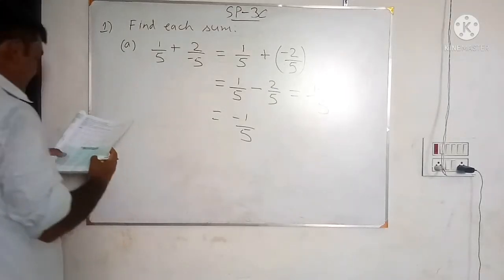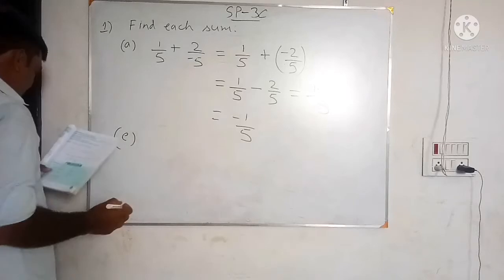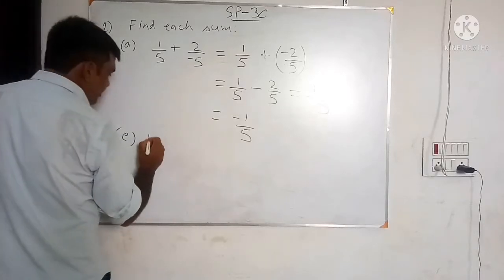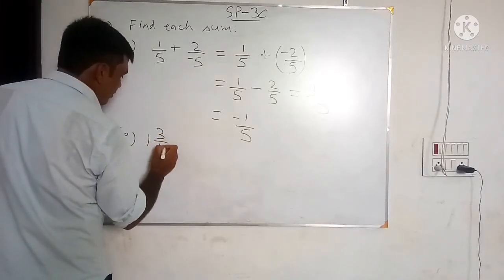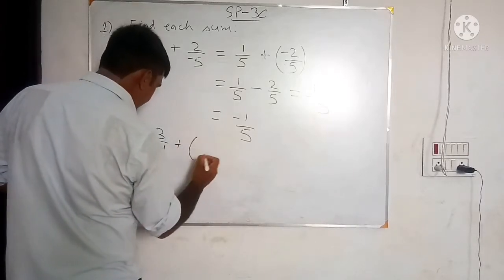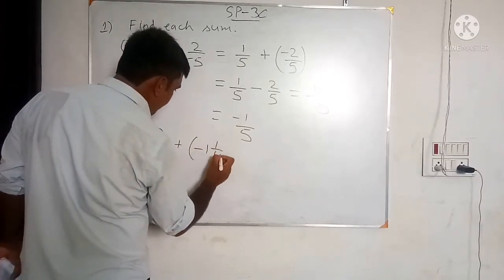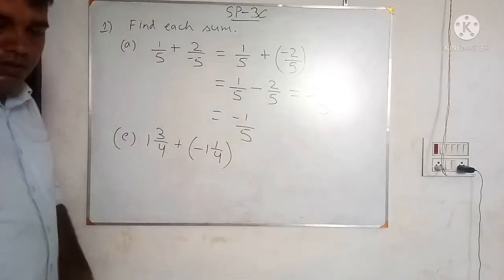Question number 1E. 1 3 by 4, this is the mixed fraction form. 1 3 by 4 plus, in brackets, minus 1 1 by 4. That we have to solve.